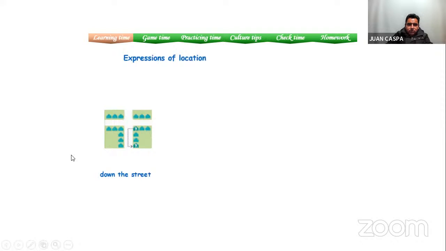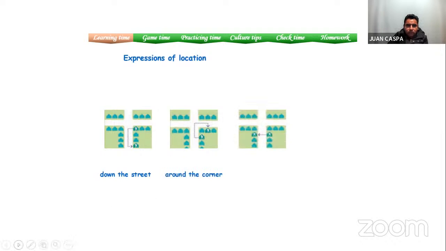Expressions of location, sometimes we say down street, down the street, right? Or down street also. It's possible. Usually we omit in American English the down the street or down street. Around the corner, right? Alrededor de la esquina, in a neighborhood. Across the street, cruzando la calle. Next door, right? Next door, al lado.